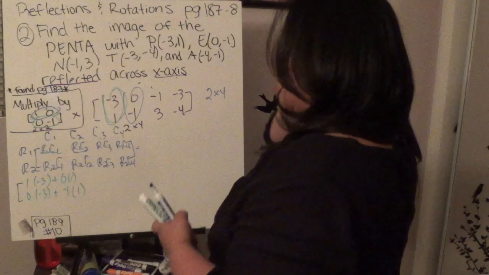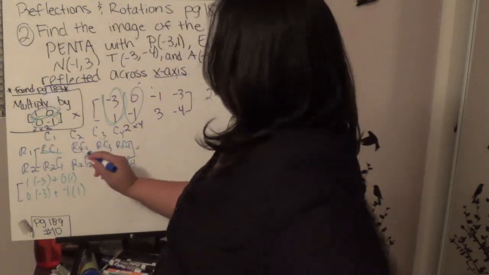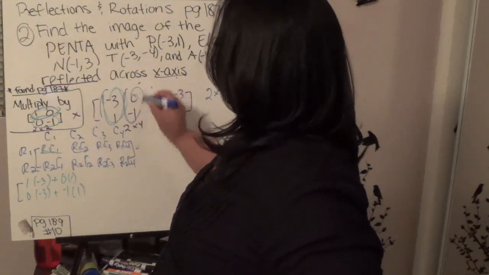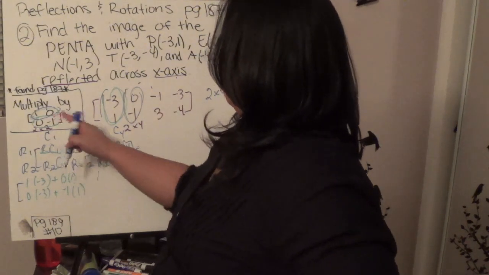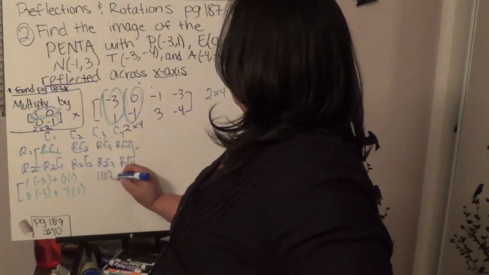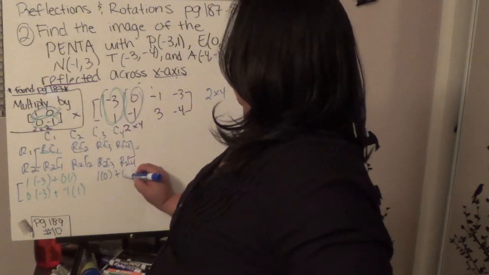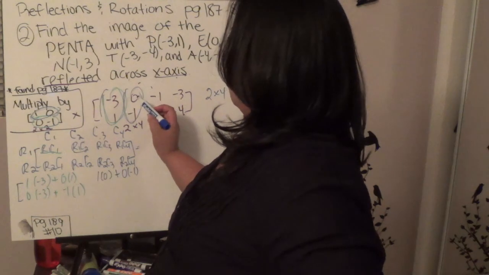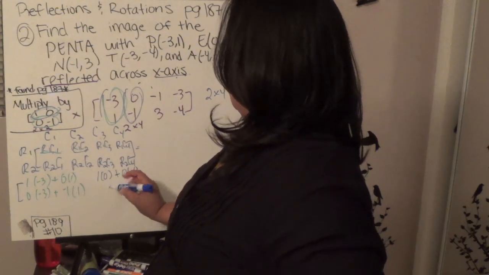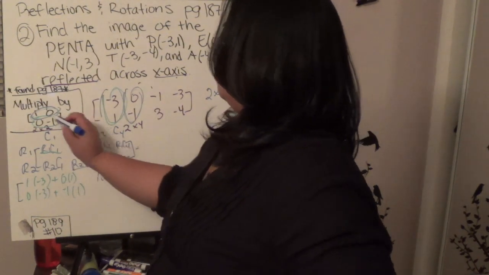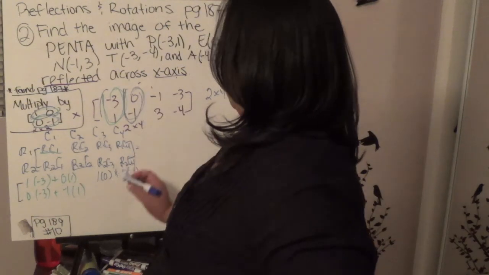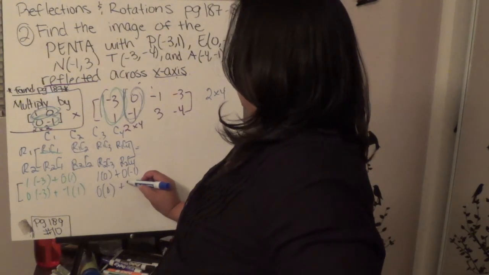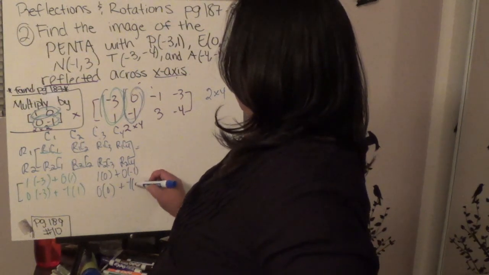Okay, next one. Row 1, column 2. So we have 1, 0 plus 0, negative 1. Then we have 0, oh, this one is row 2, column 2. So 0 times 0 and negative 1 times negative 1.